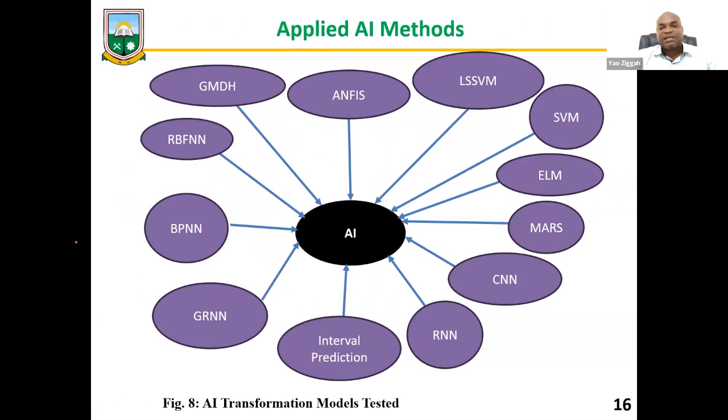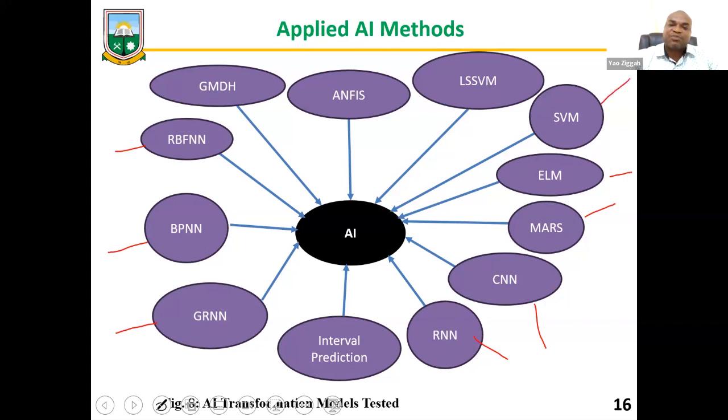Now, in literature, these are the methods that have been applied to perform coordinate transformation. The GMDH stands for the group method of data handling. The radial basis function neural network is the RBFNN. The BPNN is the backpropagation neural network. GRNN is the generalized regression neural network. RNN is the recurrent neural network. CNN is the convolutional neural network. MARS is the multivariate adaptive regression spline. The ELM is the extreme learning machine.